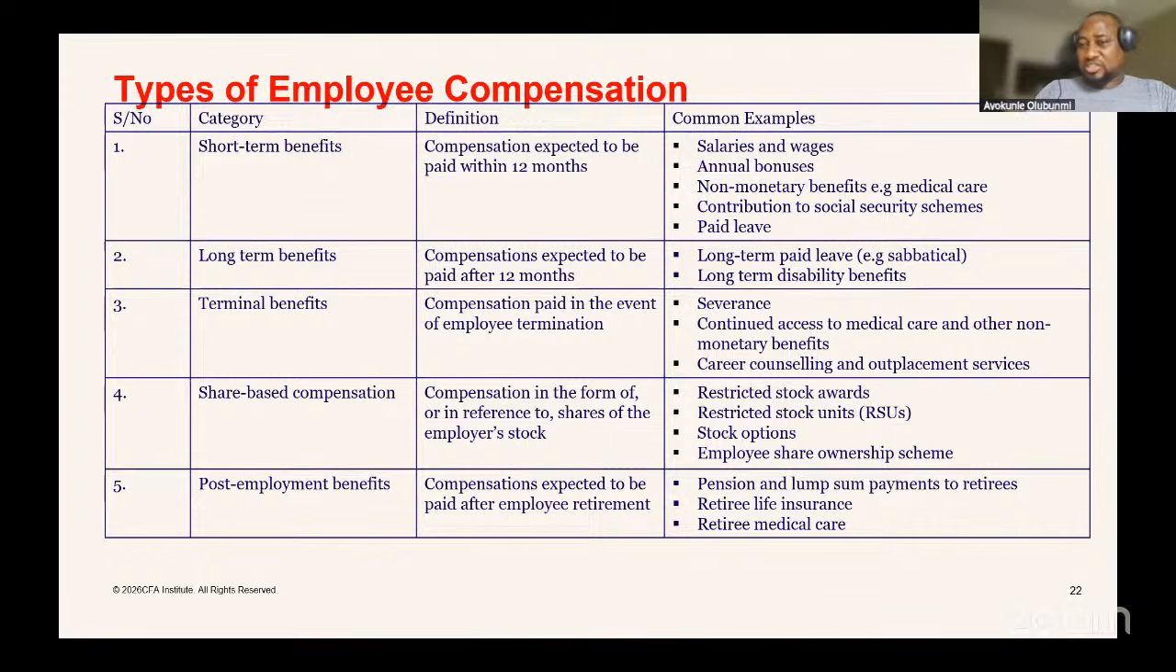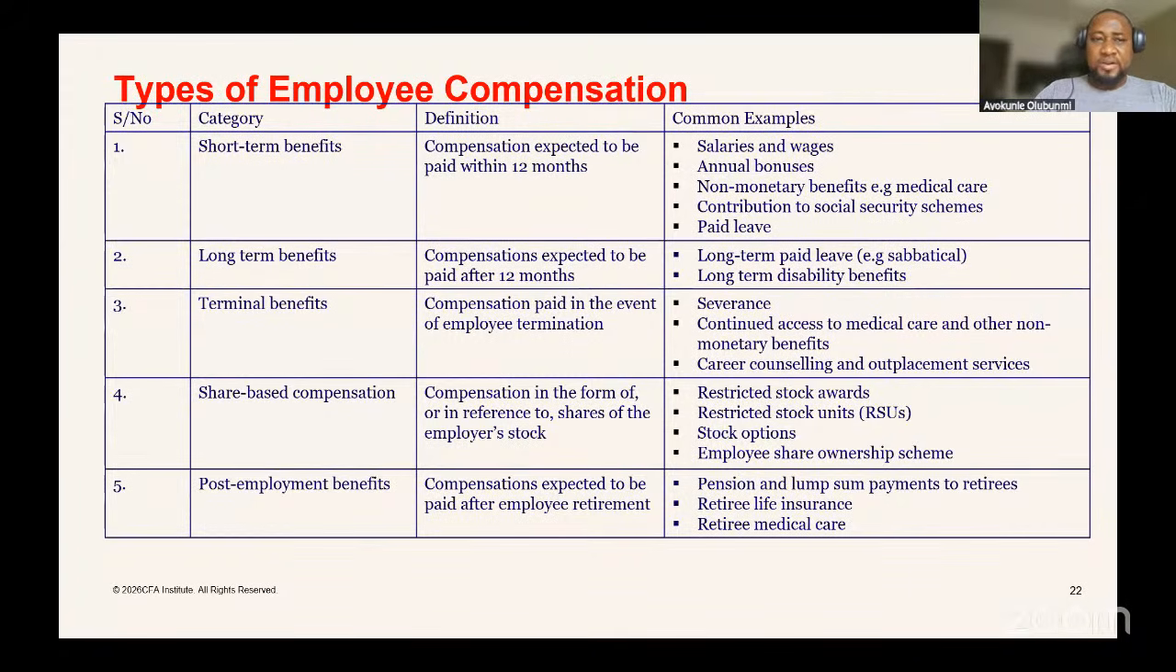So that means that you either get shares for it, or the monetary value that you get is tied to the value of the shares. Of course, you have the restricted stuff, you need the RSUs, stock options. We'll talk about that one very soon. Then, of course, you have post-employment benefits, which is your pension. Some will give you life assurance, and some will give you Medicare.